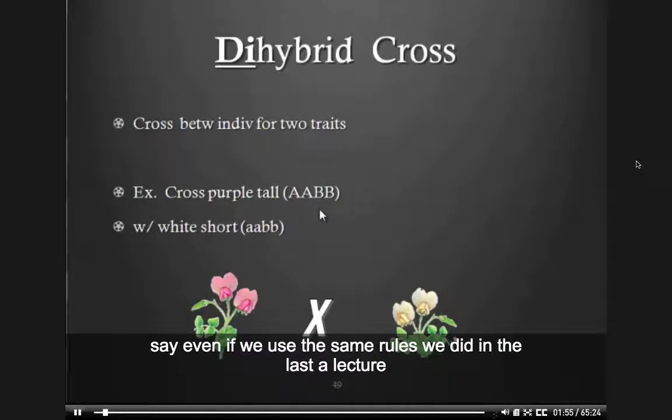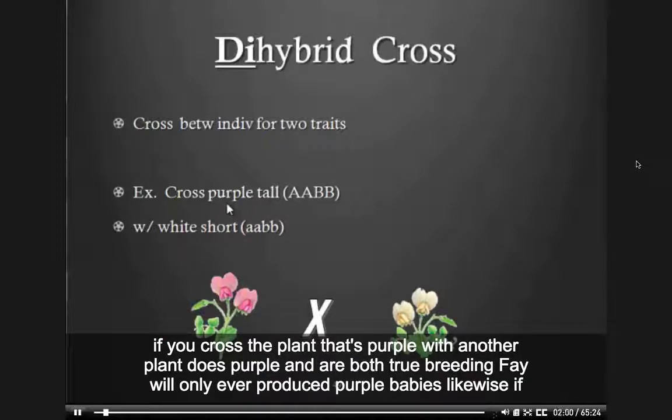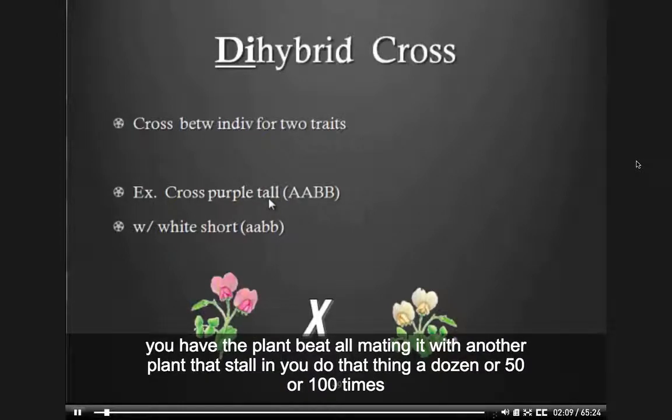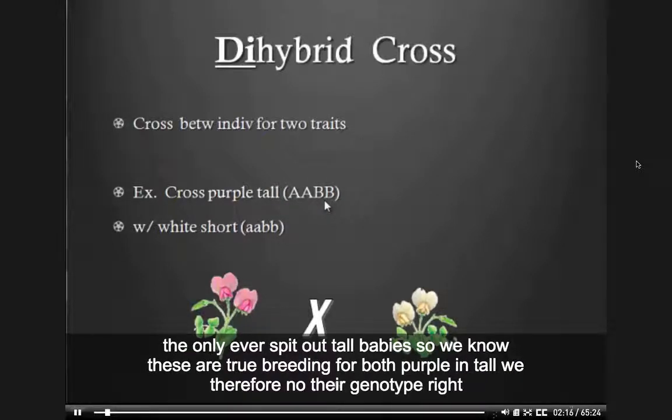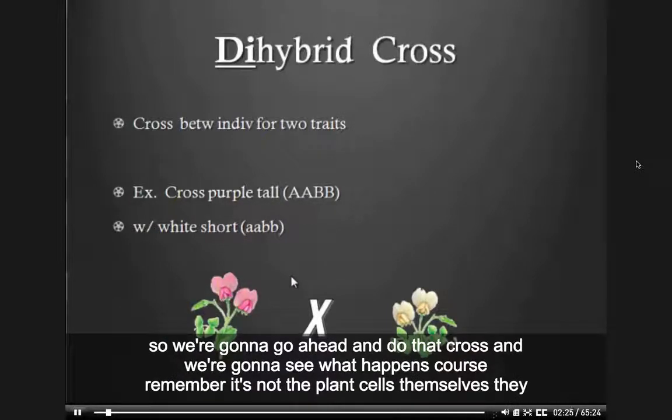That is to say, even if we use the same rules we did in the last lecture, if you cross a plant that's purple with another plant that's purple and they're both true breeding, they will only ever produce purple babies. Likewise, if you have the plant be tall, mating it with another plant that's tall, and you do that a dozen or 50 or 100 times, they only ever spit out tall babies. So we know these are true breeding for both purple and tall. We therefore know their genotype, right? So we're going to go ahead and do that cross, and we're going to see what happens.